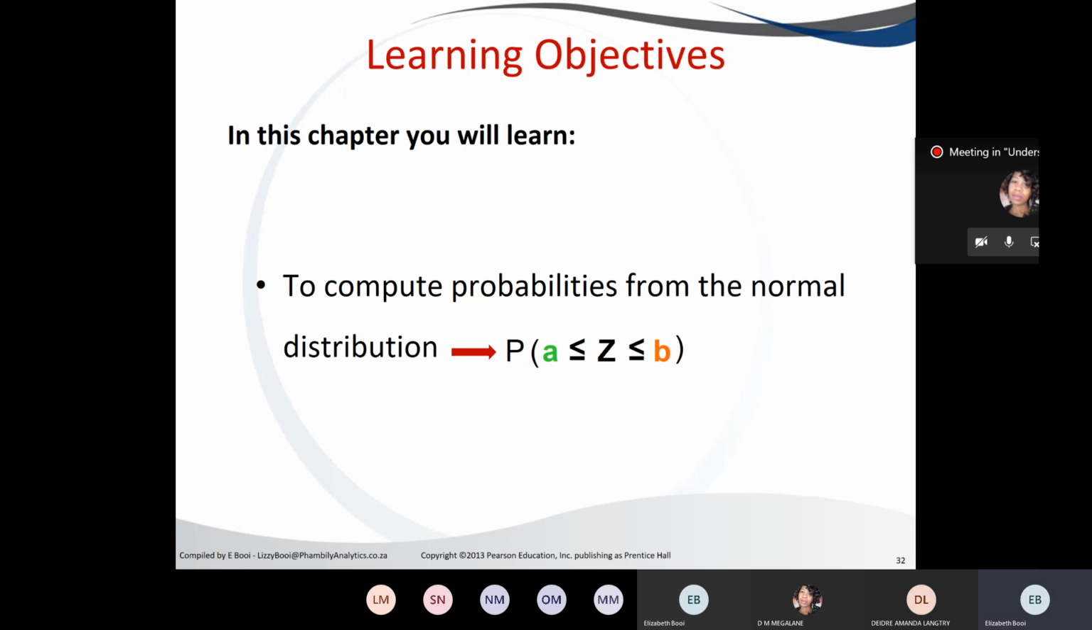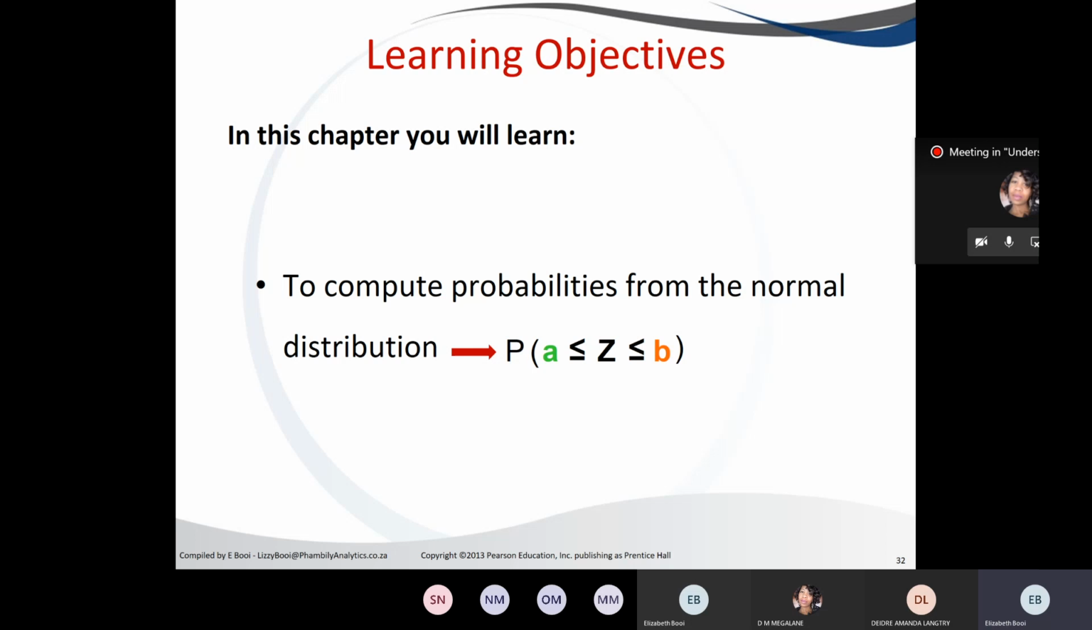We're going to learn how to compute the probability where X lies between two values, where we find the probability that the Z value lies between the two values, A and B. So if we recap on what we did: for less than, the value is what we find on the table. If it's greater than, then it is 1 minus the value we find on the table.